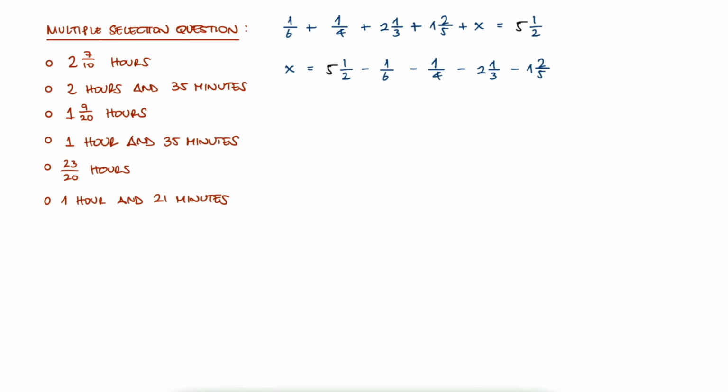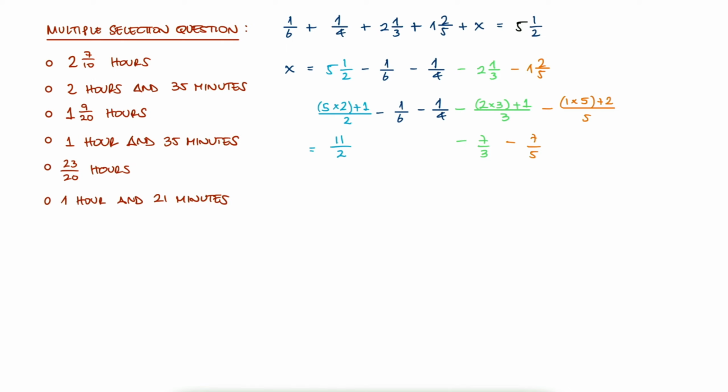Using improper fractions, we would write 2 1/3 as 2 times 3 plus 1 over 3, or 7/3, and we would write 1 2/5 as 5 times 1 plus 2 over 5, or 7/5. The 5.5 could be written as 2 times 5 plus 1 over 2, or 11/2.